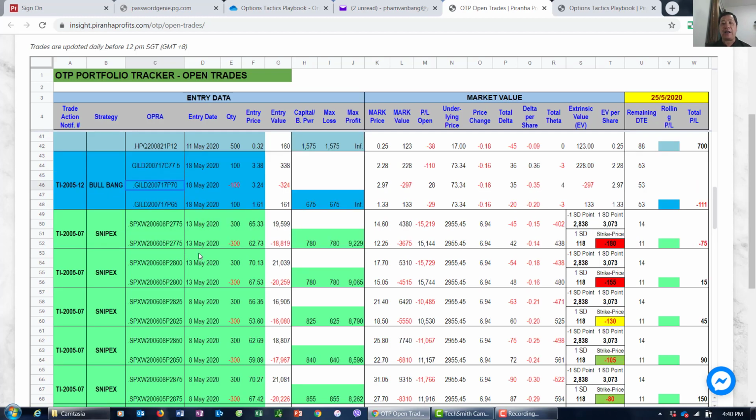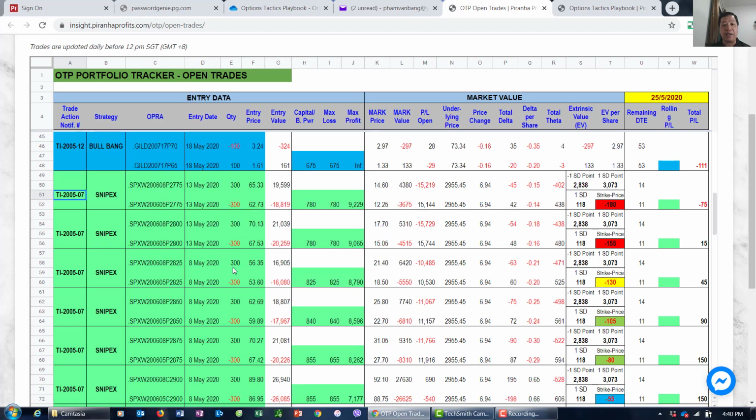Now, the new thing that I added, and the very important thing, is the new features for tracking or monitoring Snipex portfolio. So as you know, when we trade Snipex, we need to be very nimble. We need to know when is the time we need to adjust or close it. Or we need to add new trades to balance the portfolio delta. First of all, you will see the total portfolio of Snipex first.